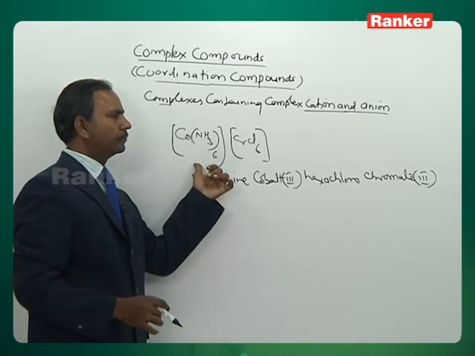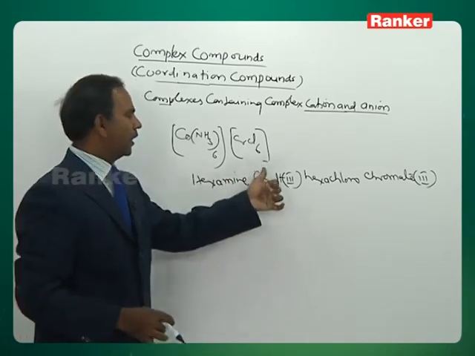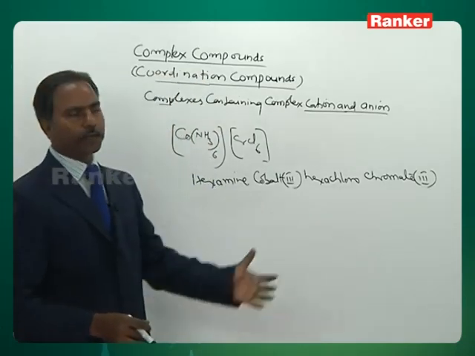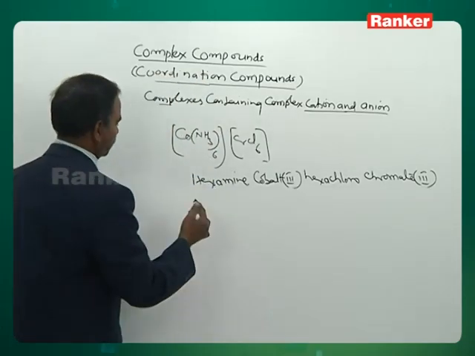Hexamine cobalt 3, hexachlorochromate 3. Since it is the cation, there is no change in the name of the metal. The second half is actually representing the anion. Therefore, I made it hexachlorochromate 3. Let me write one more.